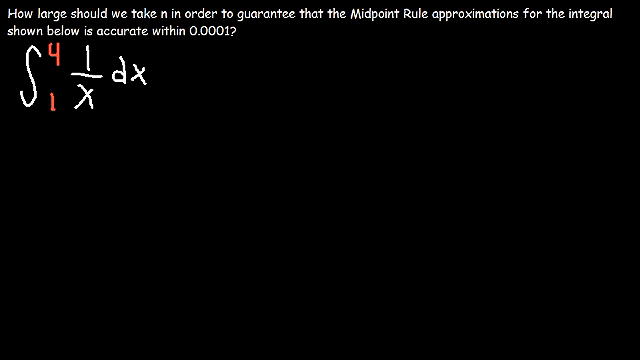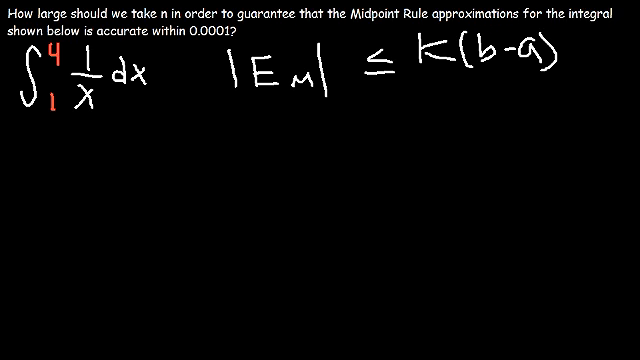How large should we take n in order to guarantee that the midpoint rule approximations for the integral shown below is accurate within 0.0001? So what's the formula for this type of problem? Well, the error associated with the midpoint rule is less than or equal to k times b minus a raised to the third power divided by 24n squared.